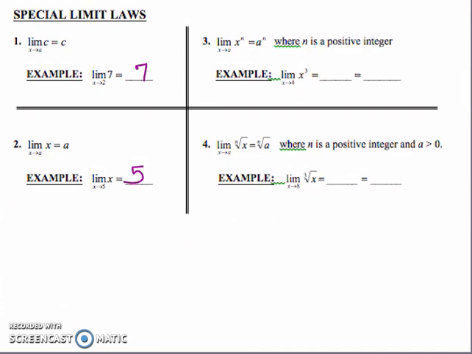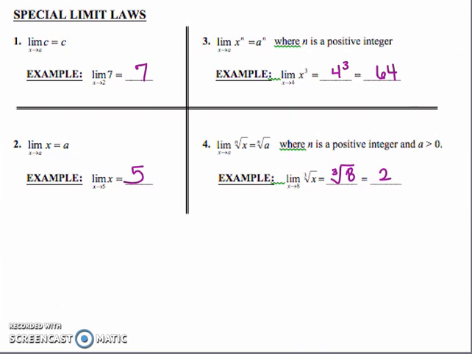In number 3, the limit as x approaches a of x to the nth power is equal to a to the nth power, where n is a positive integer. So for a numeric example, the limit as x approaches 4 of x cubed would be equal to 4 cubed, which would be equal to 64. And then finally, the limit as x approaches a of the nth root of x is equal to the nth root of a, where n is a positive integer and a is a number greater than 0, just keeping it real there. So the limit as x approaches 8 of the cube root of x would be equal to the cube root of 8, which would be equal to 2.